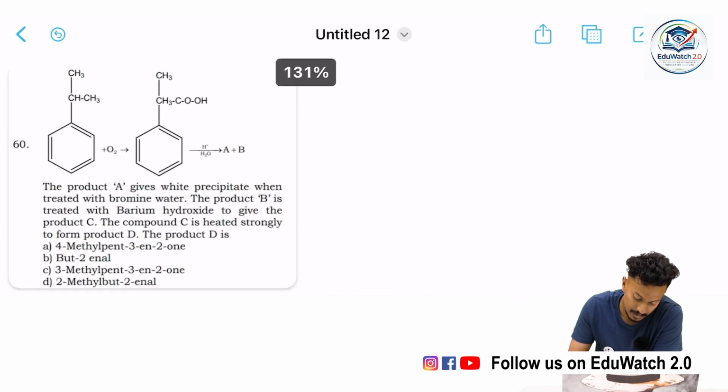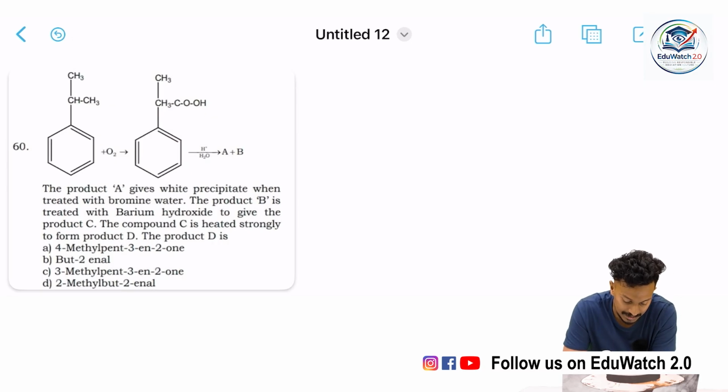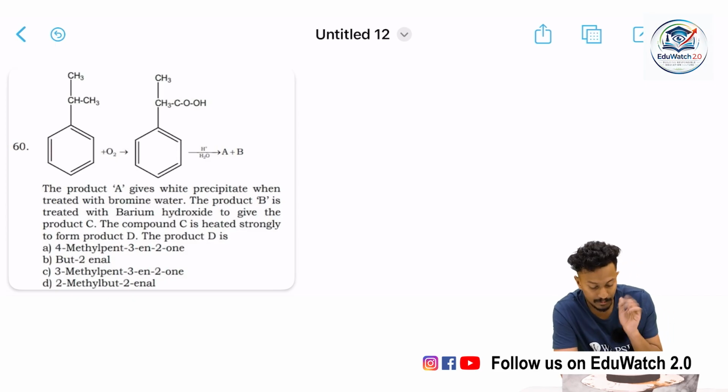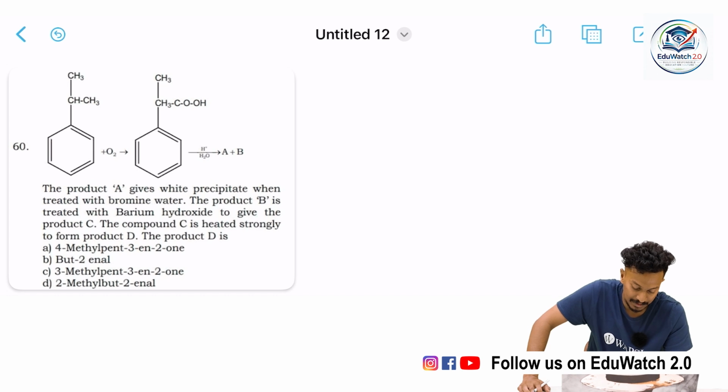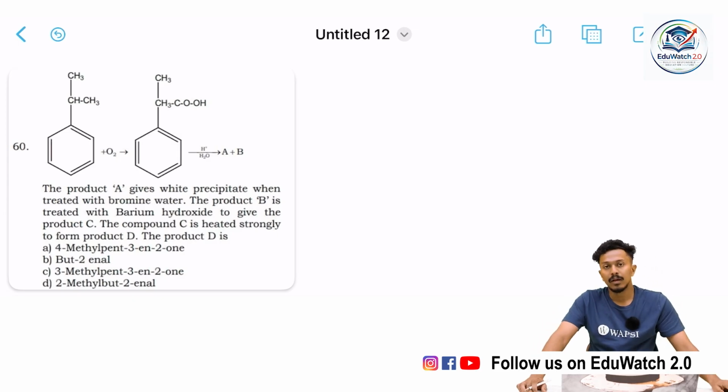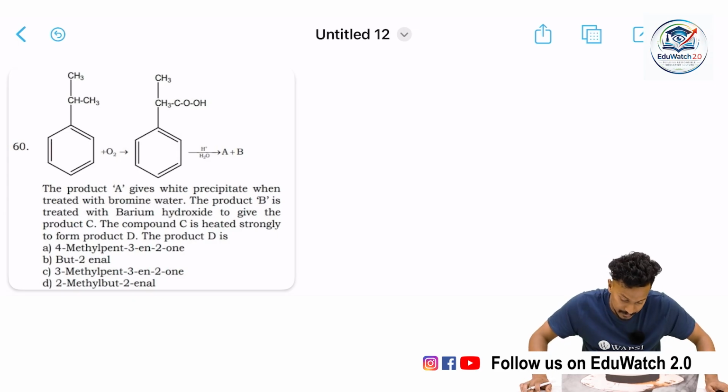Yes, the product A gives white precipitate. We have two aromatic compounds here and an oxygen. This is our reaction. The product A gives white precipitate when treated with bromine water. What is our bromine water? What might be the white precipitate?